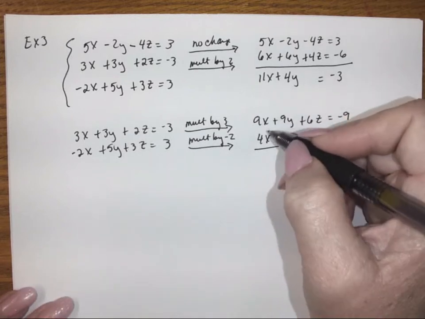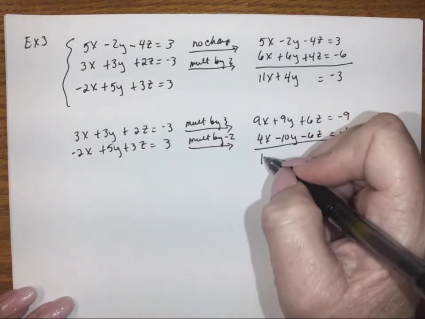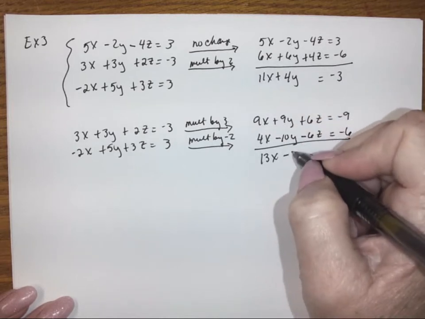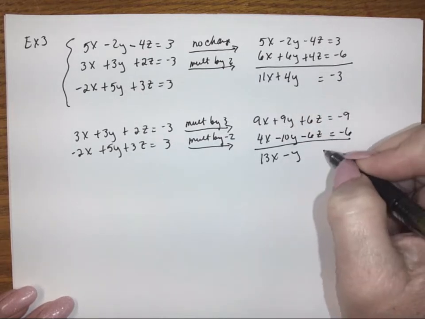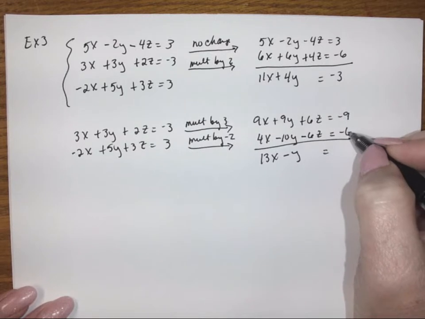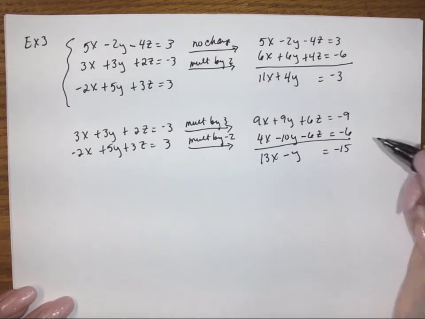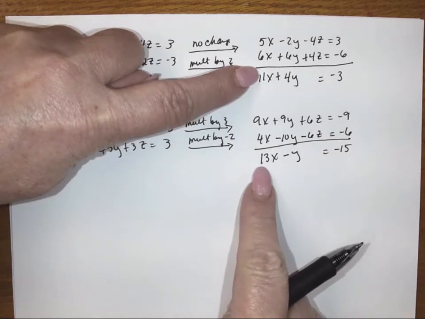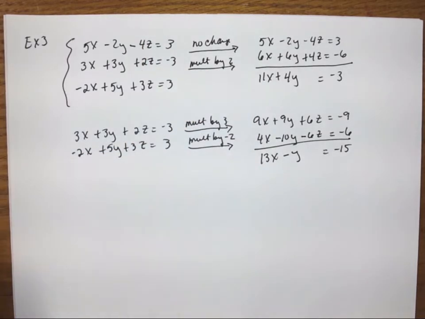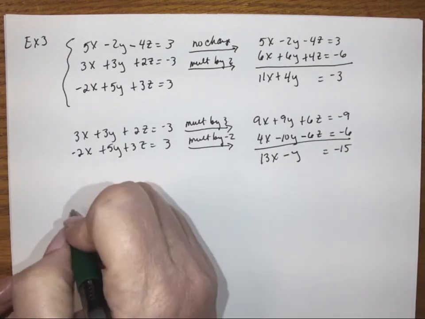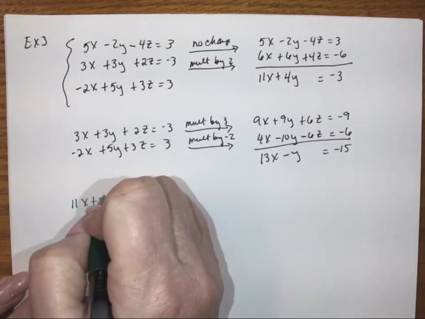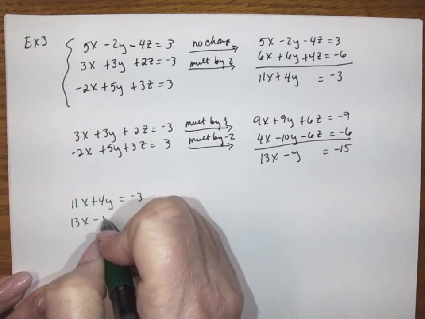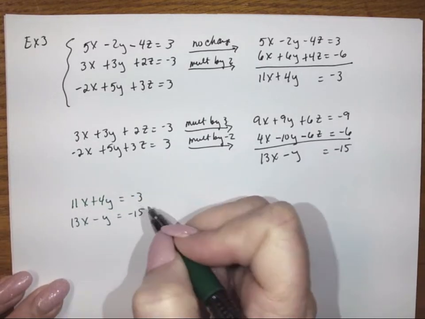So 9 plus 4 will get us 13x. 9 minus 10y will get us minus 1y. My z's will cancel, and I have negative 9 minus 6 will be negative 15. So now that I have this equation and this equation, I have a system with 2 equations. So now I'm going to bring those down. I have 11x plus 4y equals negative 3, and 13x minus y equals negative 15.